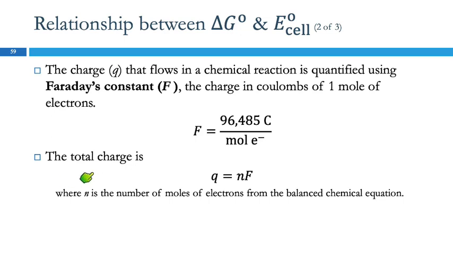So the total charge is Q, which is n times F. n is the moles of electrons from the balanced chemical equation, times the Faraday constant. This is coulombs per mole. You multiply by moles of electrons, you get charge, Q.